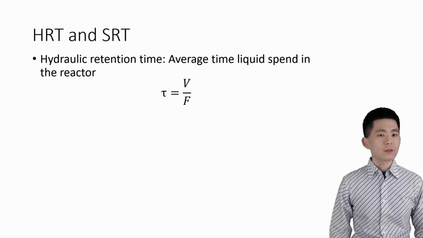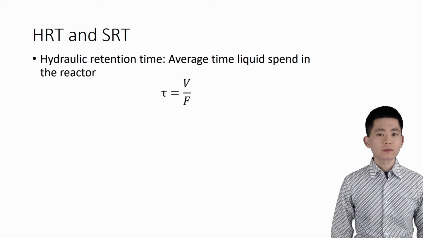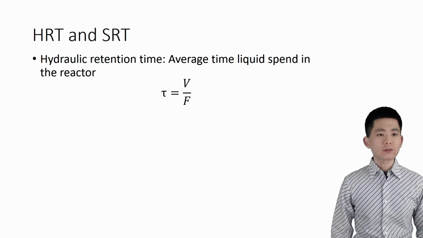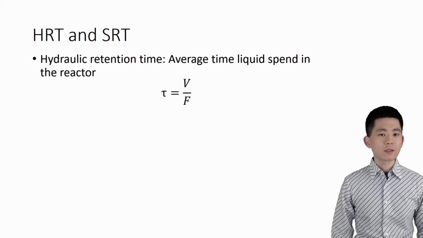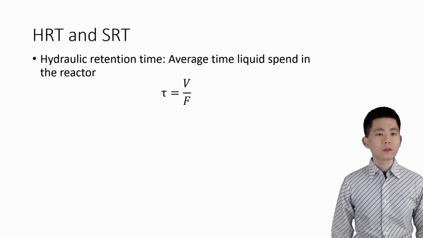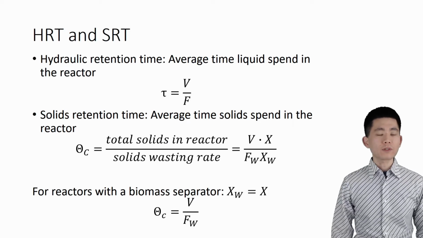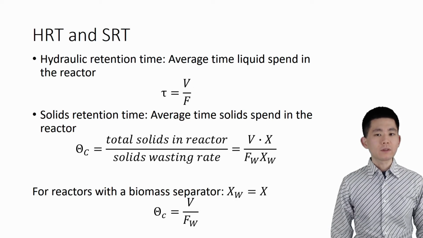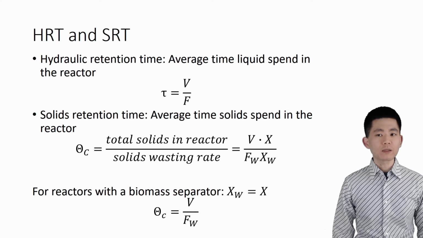To model the reactor, mass balance needs to be established. But before writing the mass balance, we need to introduce the retention time. The retention time is the average time a component spends in the reactor. The hydraulic retention time, tau, is the average time liquids spend in the reactor. It is calculated as the volume divided by flow rate. The solids retention time, on the other hand, is the average time solids or biomass spend in the reactor. It is the total mass of solids in the reactor divided by the mass of solids wasted per time.